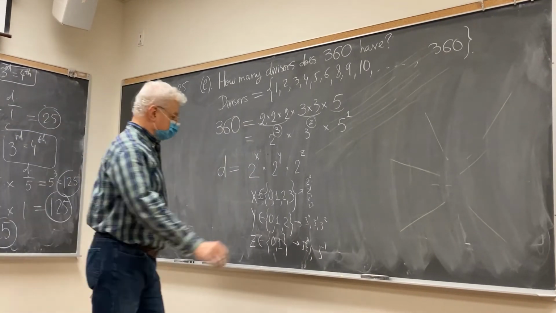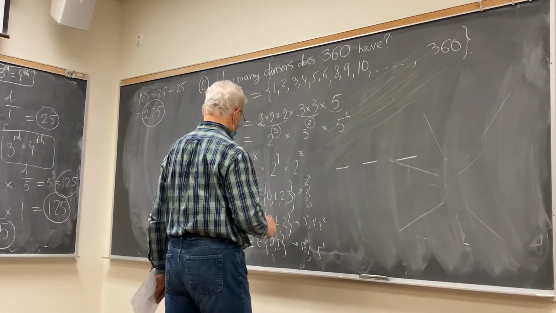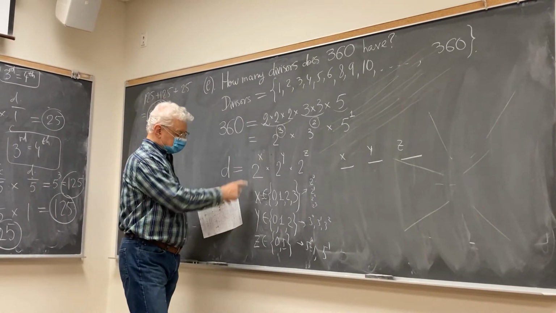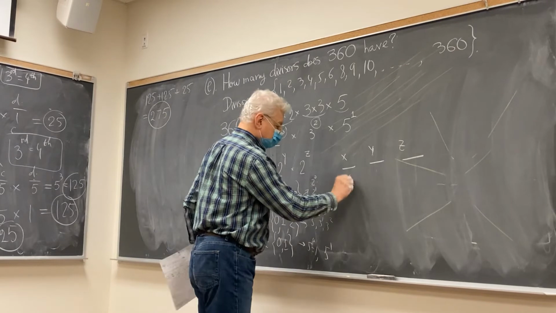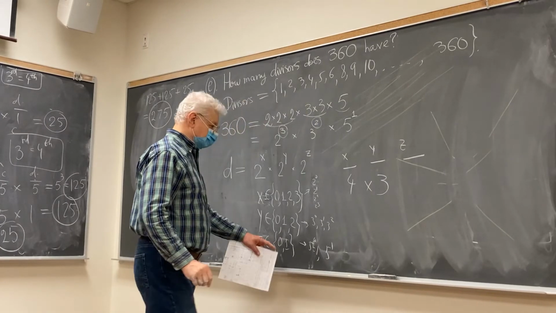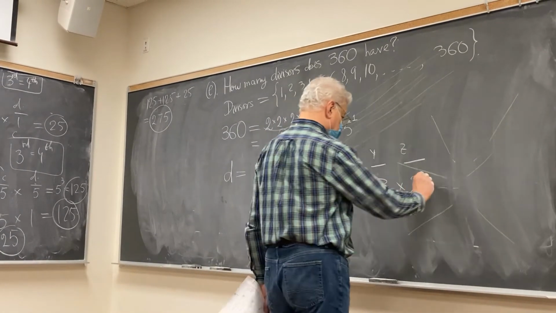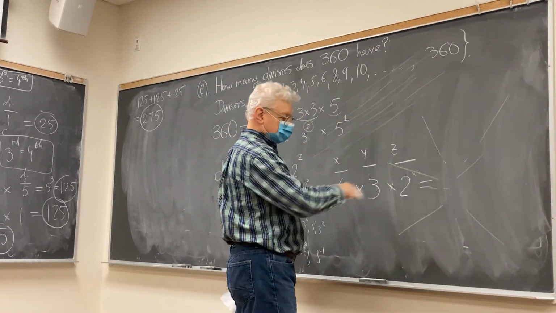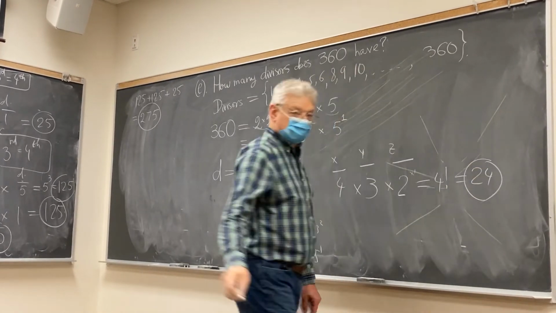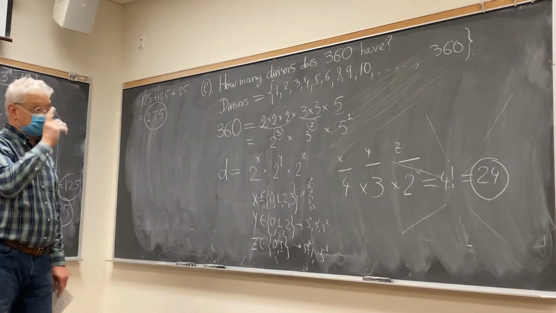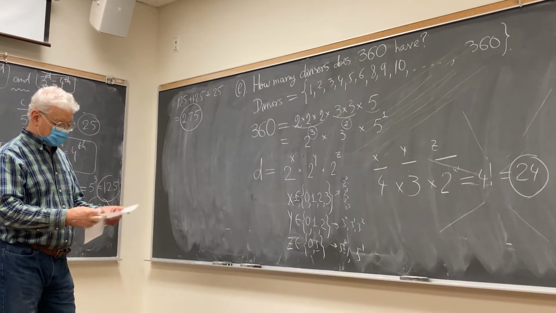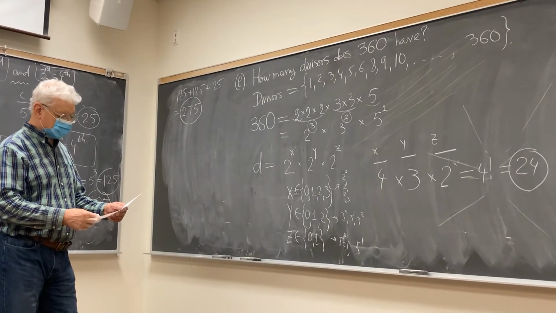So how to solve this problem? You have 3 positions for x, y, and z. How many possibilities for x? 1, 2, 3, 4. 4. How many possibilities for y? 1, 2, 3. How many possibilities for z? 2. So if you multiply, you'll get 4 times 3 times 2, which is 4 factorial, you can write 24. 24 different divisors. And all the divisors can be written in this way.